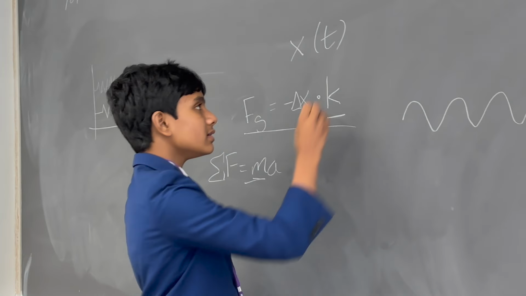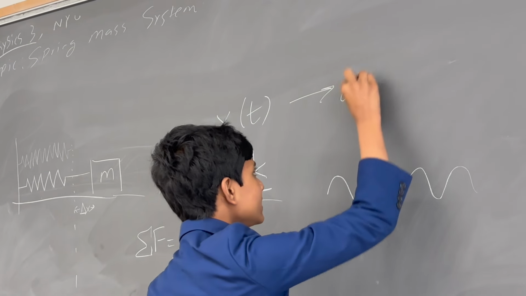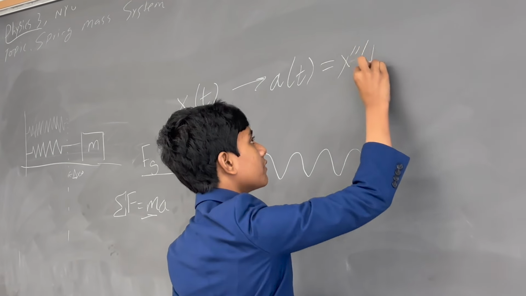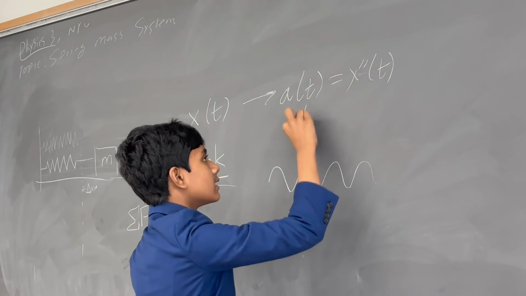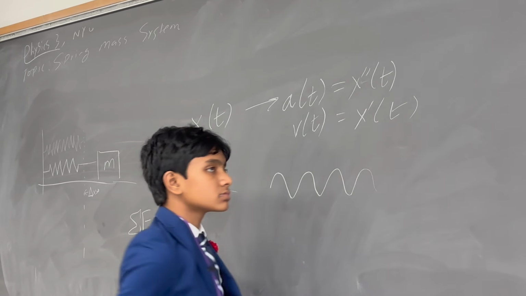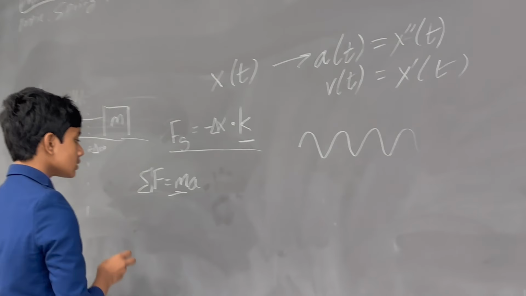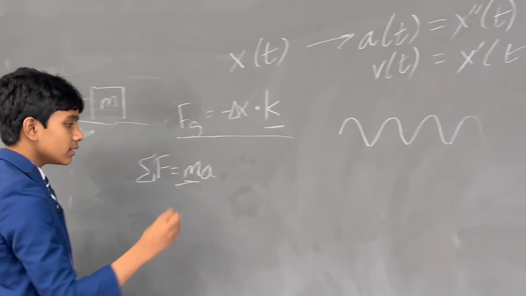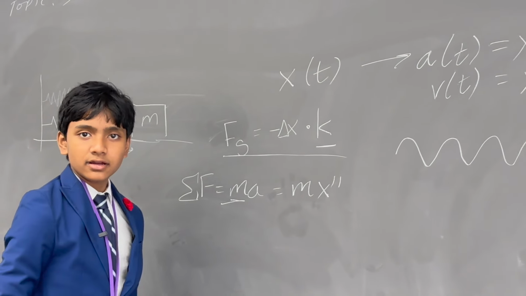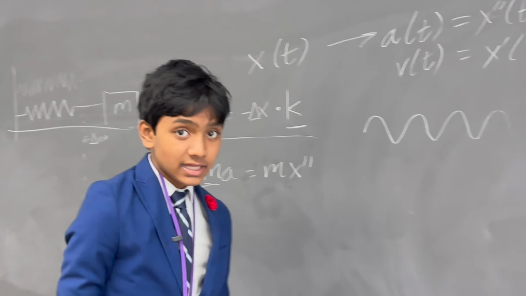So what does that mean? Well, that means that acceleration is just the double derivative of x, and by extension, velocity is the single derivative. So what does that mean? Well, that means we can write this as m x double prime instead of ma. And how does that help us?